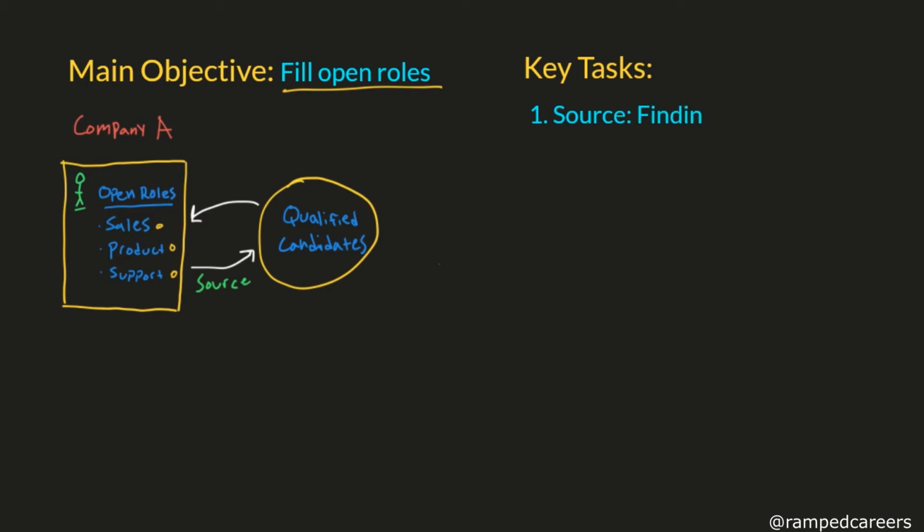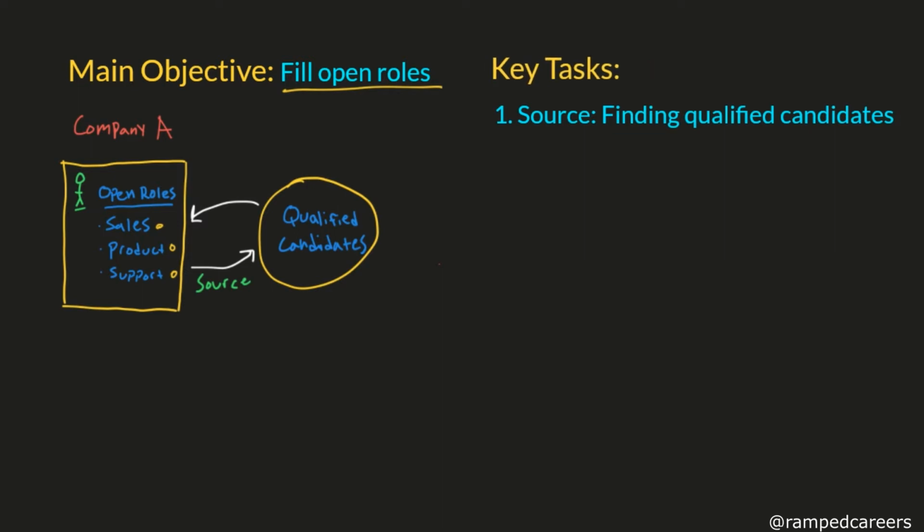So sourcing is all about finding qualified candidates. And that's really step one, is you've got to find people that you can go talk to, people that you can engage with. That's the sourcing piece of the puzzle here. Step two is, after you have found those people, after you source them and they're interested in talking with your company, then you're going to interview them. Then you're going to interview these qualified candidates.